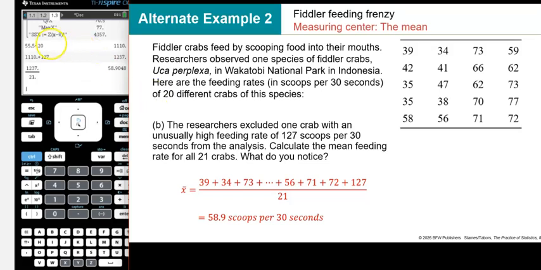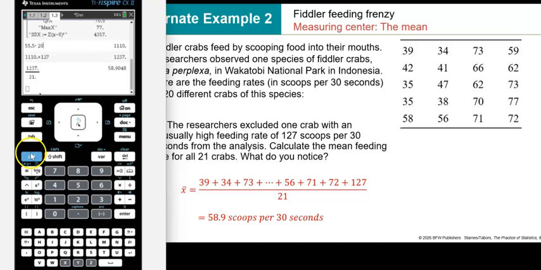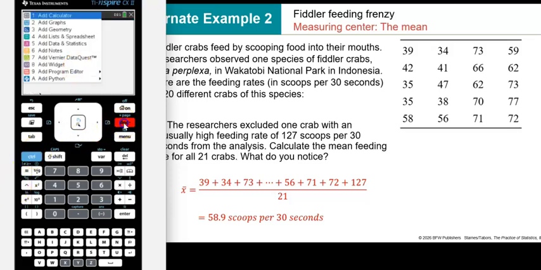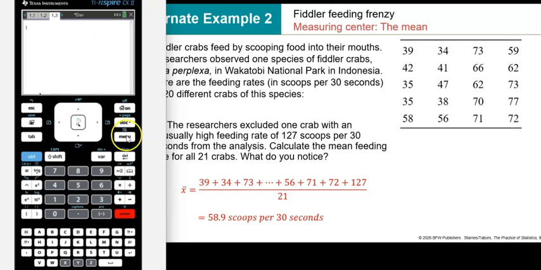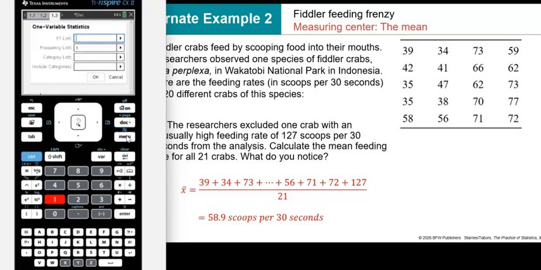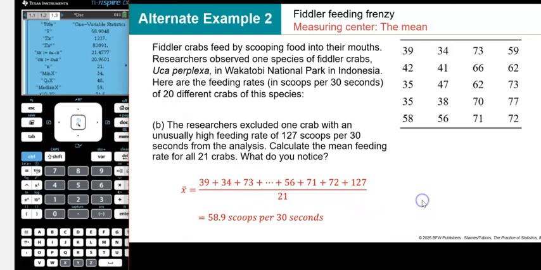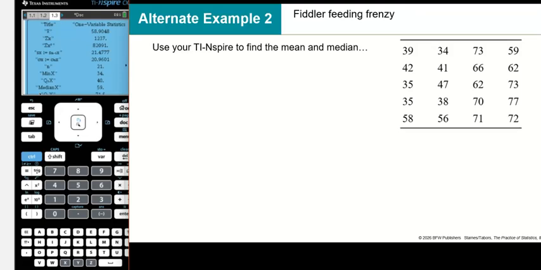Also could have done this. I could have gone back to the previous page, Control Enter, put the 127 at the bottom of the list, add another calculator page, go Menu 6 1 1, choose crab, and it will find the mean and the new median. There will be a new median because now there's one term in the middle, so the middle term would be 59. Again, just showing you different ways of using your calculator.